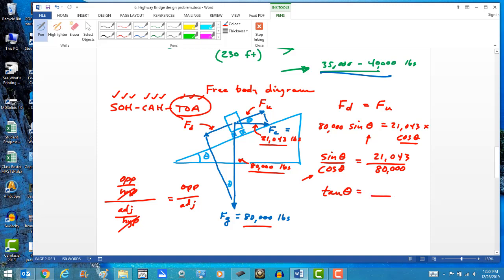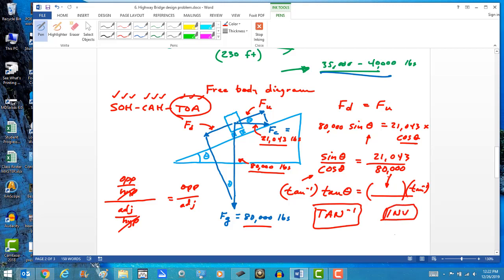And that makes it easy. Now you can run that out right there. That's a simple division problem. Now, how do you solve that? You take the inverse tangent of both sides. Depending on your calculator, you'll have a button. Some calculators have an inverse button and then a tangent button that you hit sequentially in order to get inverse tangent.